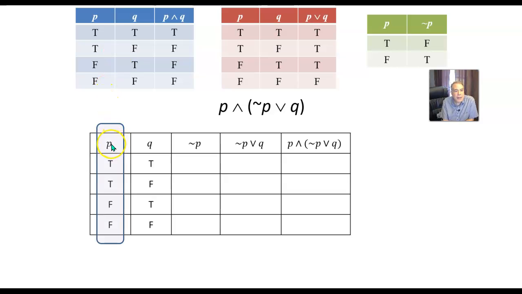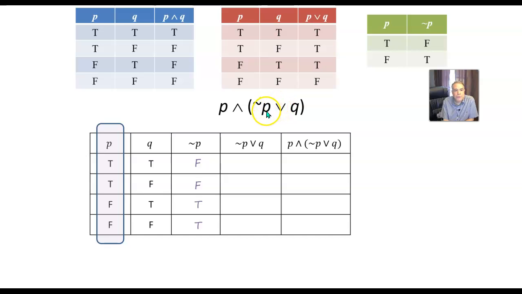Now look at the value of P and negate that, that is, take its opposite to fill in the value for not P. In the first row, P is true, so not P would be false. In the second row of the table, P is still true, so the negation is still false. In the third row, P is false, so the negation is true. Fourth row, not false is true.